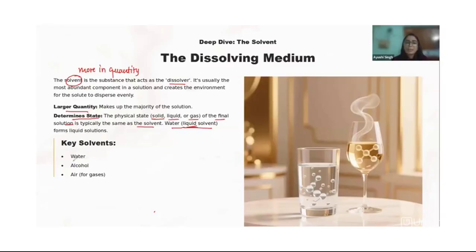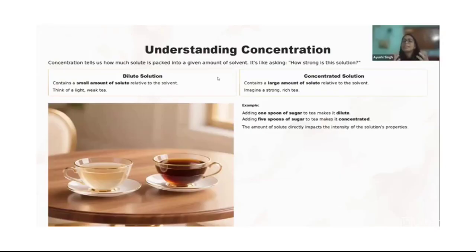So key solvents would be water. Sometimes we add a lot of things to water, alcohol and air. Water is called the universal solvent. Okay, because you can dissolve a lot of things in water. That's why. Okay. Now, understanding concentration, what exactly concentration is. So concentration is something which tells you how strong something is or how strong the solution is. So for example, let me give you this example.